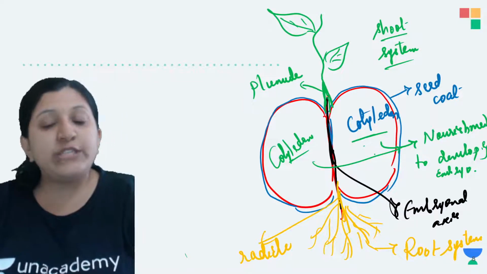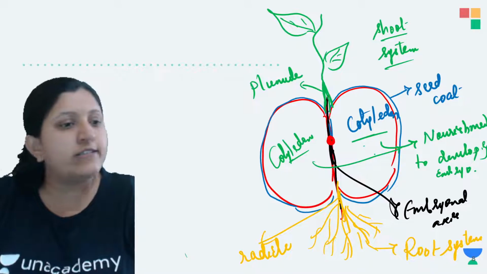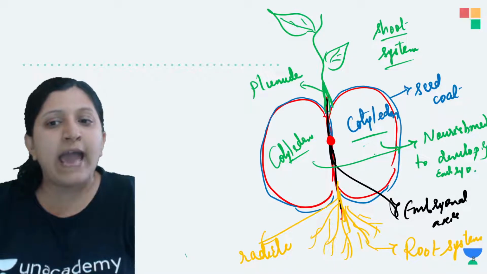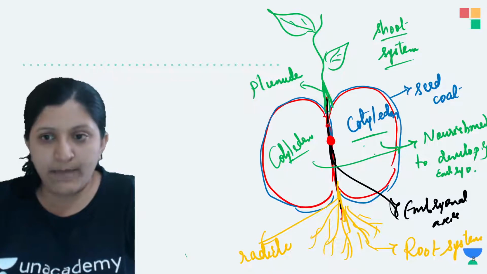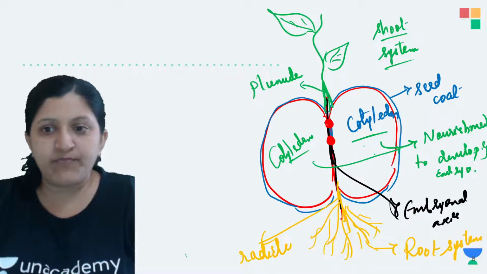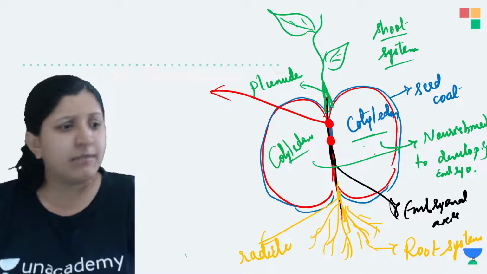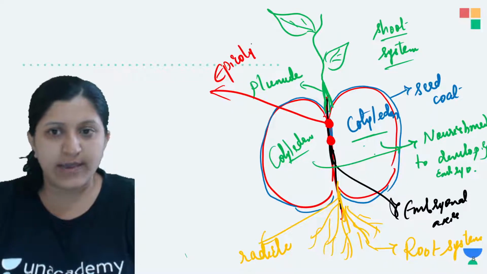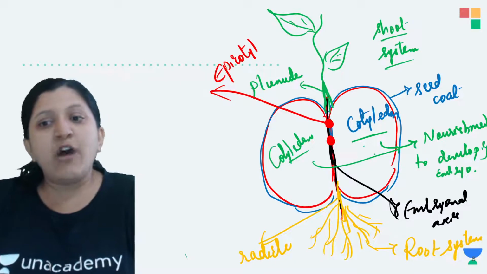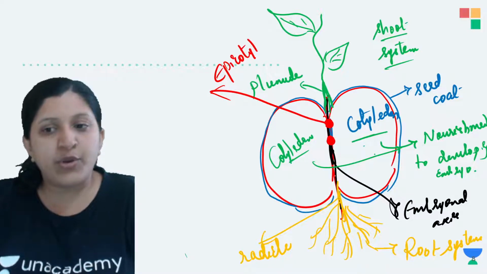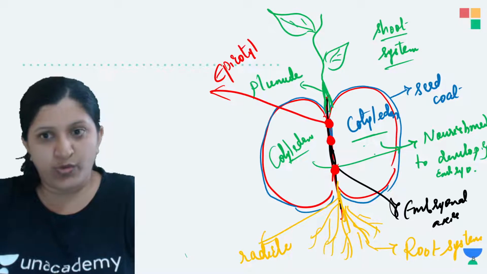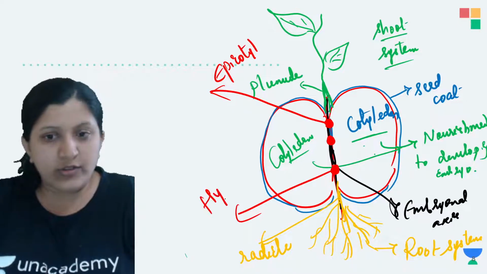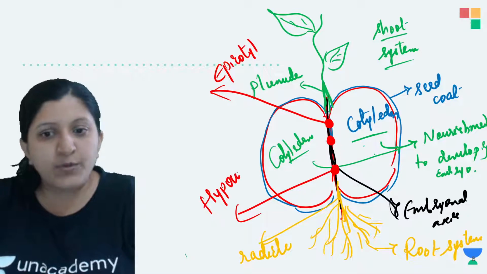Okay, so between the plumule and this node, the embryonal node, where the cotyledon is attached, what is this region? This can be considered the epicotyl region. And between the root and the embryonal axis, this point, what you see is basically the hypocotyl. So this one is the hypocotyl region.